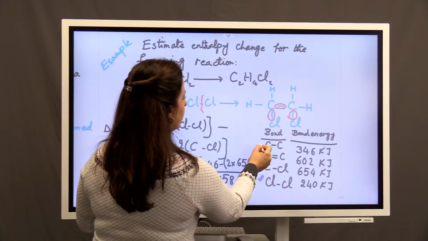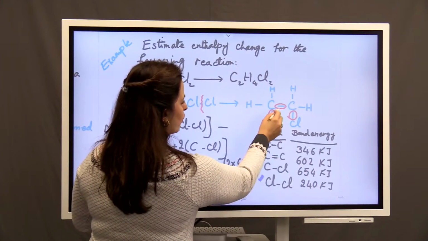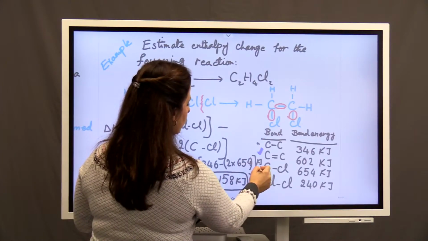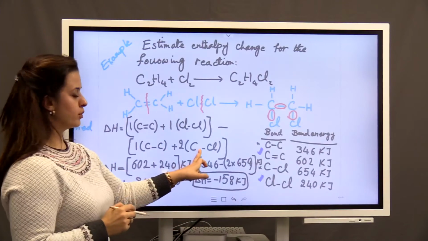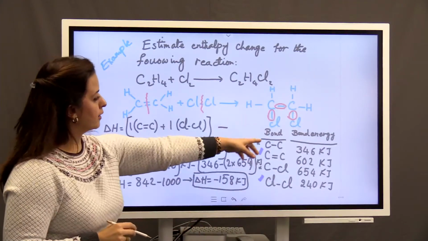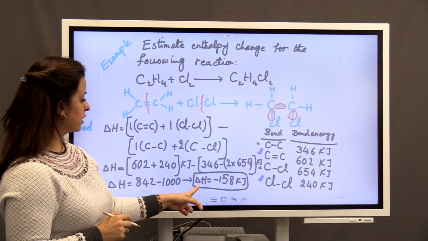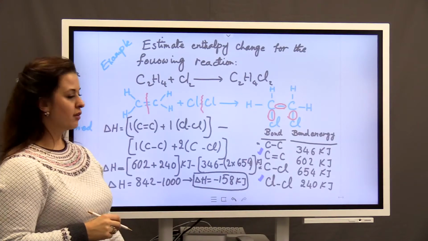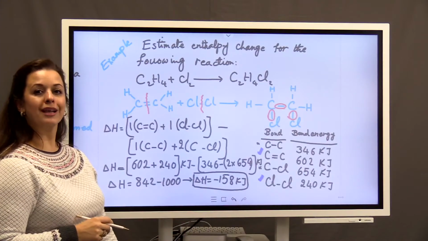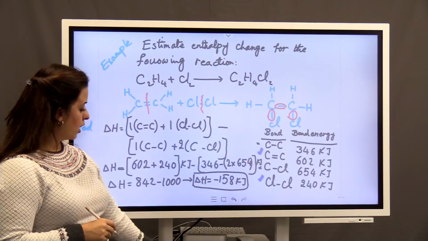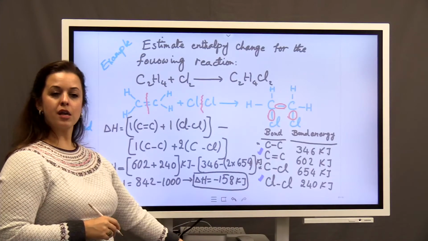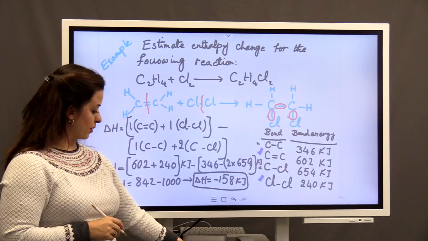1 carbon-carbon and 2 carbon-chlorines. Plug in the bond energies given, and your delta H is going to be minus 158 kilojoules, which shows an exothermic reaction.